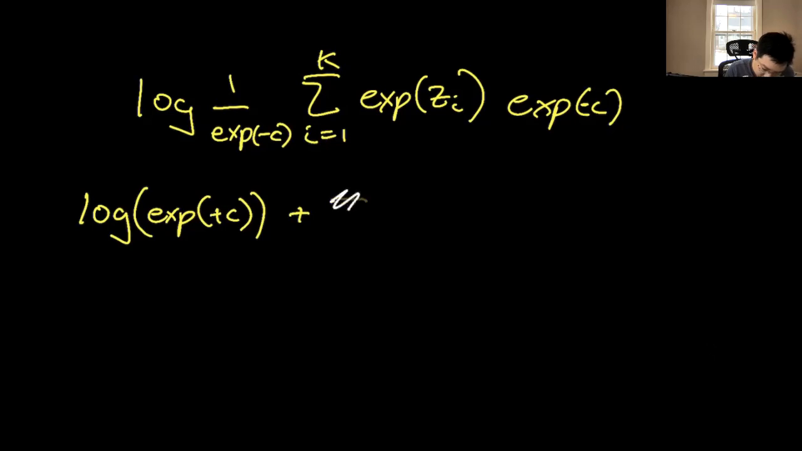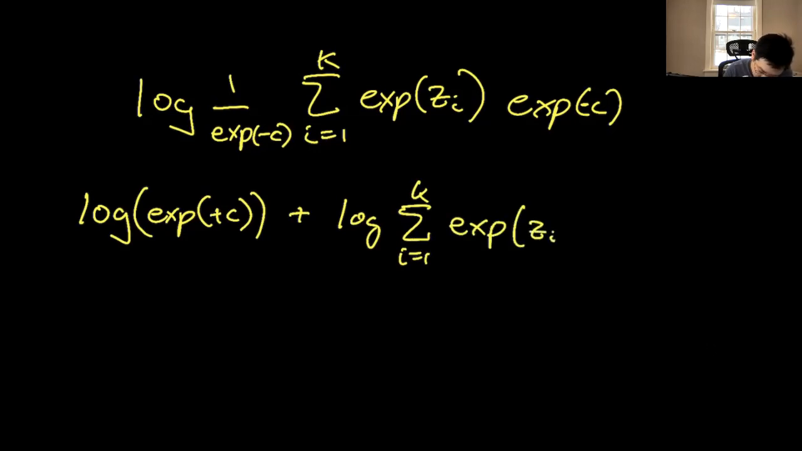It's still the log of the sum, i equals 1 to K. Let me rewrite that because that was so messy. Now we can use a trick with exponents to combine the things inside the exponent: z_i minus C. Okay, so this is the trick, right? Now this thing also simplifies: log exp of C is C. So we get C plus log, I'll just copy because my handwriting is messy enough.